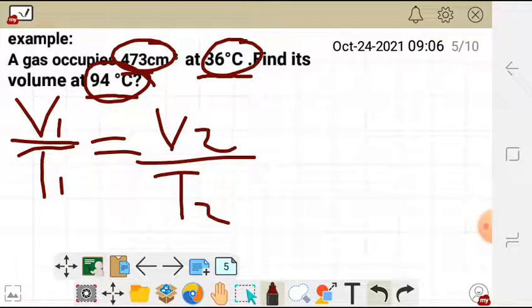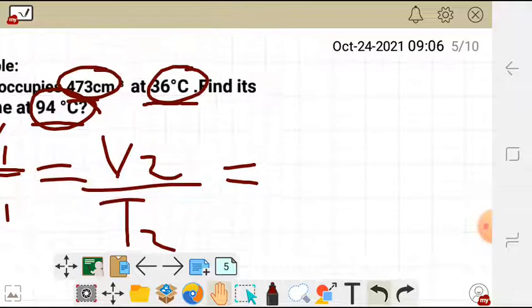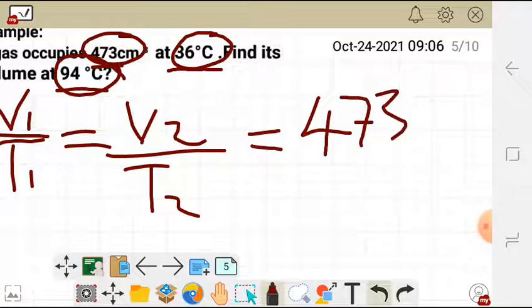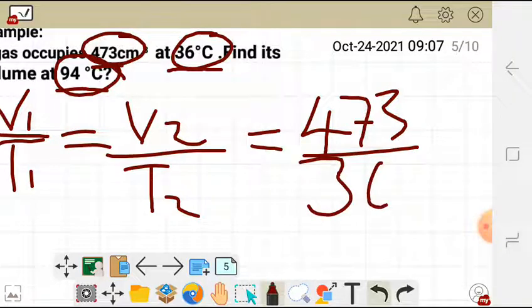Our V1 has already been given in the question, which is 473 cubic centimeters, over our T1, which is 36. You need to convert that 36 into the Kelvin scale. When you convert, you simply add 273 to 36, and then you get our temperature in kelvins, which is 309.